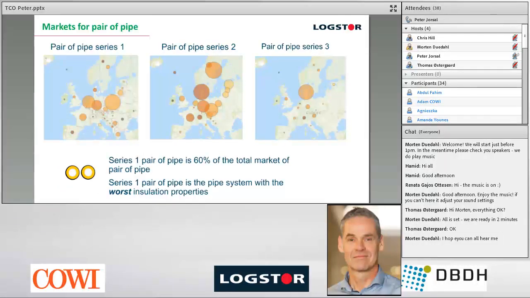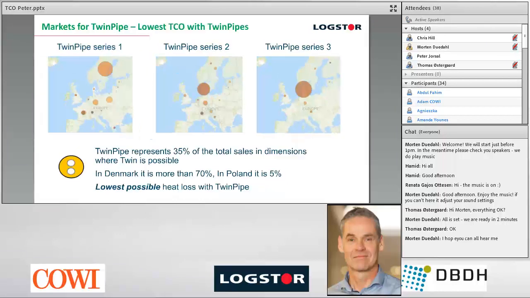So the markets for pair of pipes look like the Europe maps that you can see here, and the size of the circles kind of indicates the volume. And if we look at the share between the different series, then series 1 pair of pipe is approximately 60% of the total market of pair of pipes. That said, series 1 pair of pipe is the pipe system with the worst insulation properties. So 60% of the market actually use the pipes with the worst insulation properties.